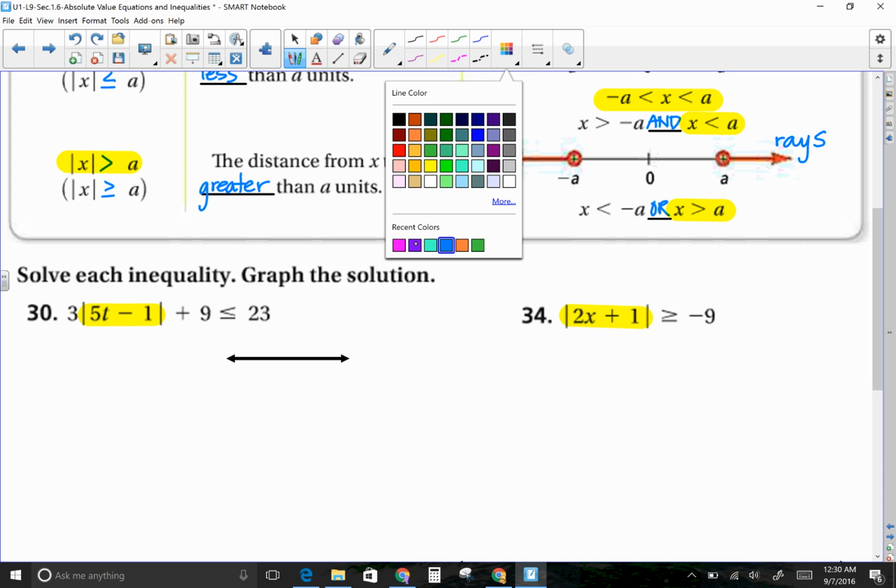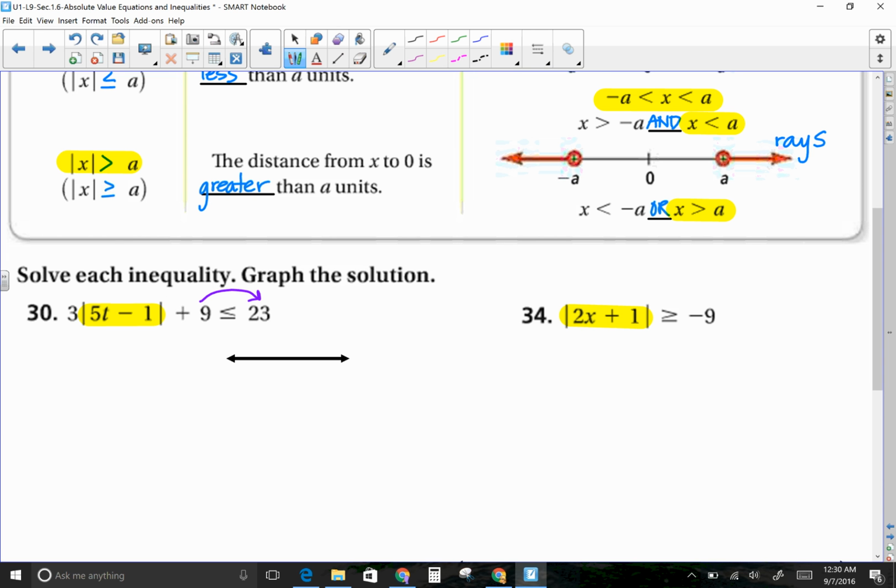Do I have this absolute value isolated? And I hope you said no, because I'm multiplying by 3 and I'm adding 9 on that same side. So I have to get rid of the 9 first. So we subtract 9, and that's going to give me 3 times the absolute value of 5t minus 1 is less than or equal to 14, because 23 minus 9 is 14.